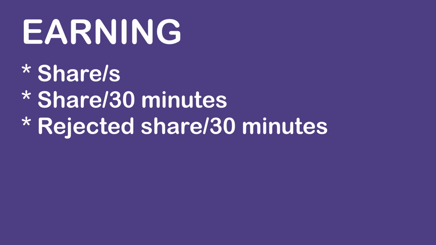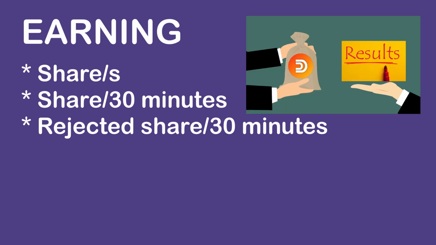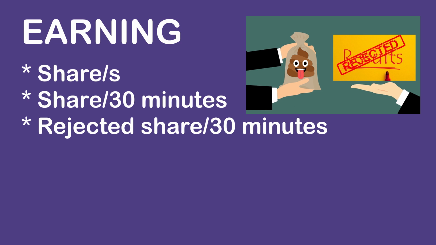Let's jump to the first topic on earning. Earning is pretty easy to understand because it's just the share rate. The more shares you submit within the time frame, the higher earning you get. Although there's a limit of shares per second, I do not know what the actual number is. Let me know if you know the answer. Also, a rejected share just means waste in computation power because a rejected share does not contribute to reward.